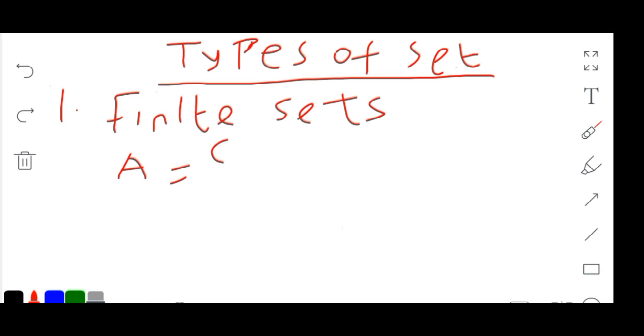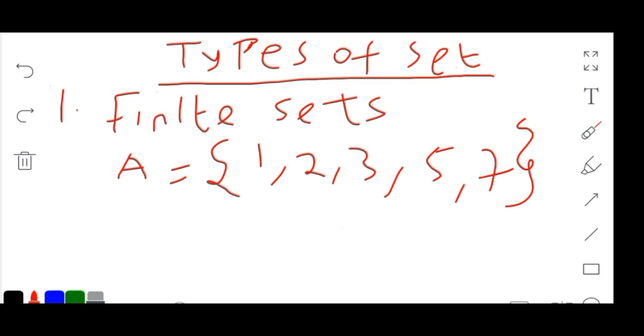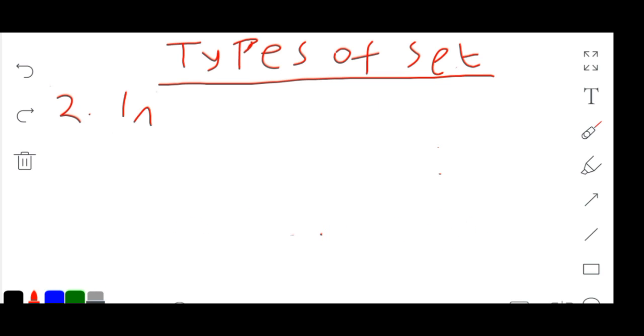Let's say A is 1, 2, 3, 5, 7. So this is a finite set now. How is it a finite set? We can count the number of elements in this set. Don't forget, elements are those numbers inside this particular set. So we can count the number of elements in this set, which are 1, 2, 3, 4, 5. That is 5 elements. So we call it a finite set because we can count the number of elements in this particular set. So let's go to the second one.